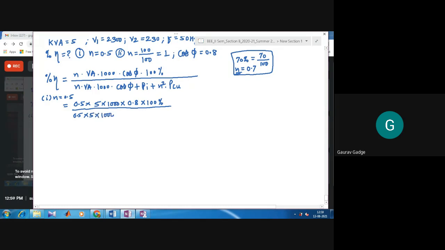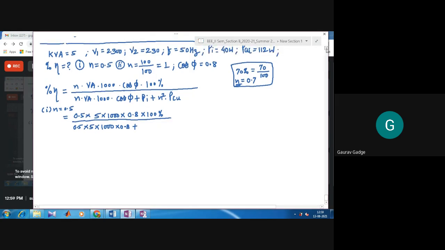Multiplied by 1000, multiplied by 0.8, plus iron loss. Now, what is the value of iron loss here? I think somewhere the iron loss is also given: 40 watt and 112 watt. Yes. So it is 40 watt and 112 watts.